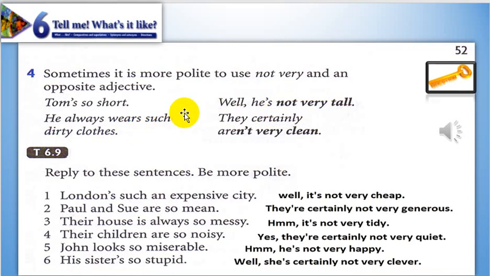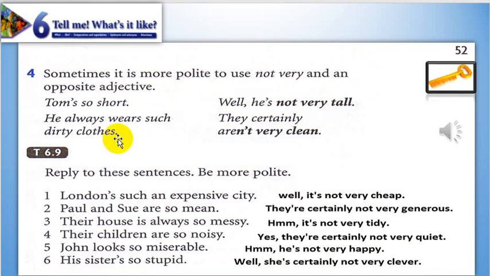It's the same in Arabic when we say about someone, هو قصيروني كلش. فالشخص المقابل يقول لا هو مو قصيروني كلش. يعني هو مو كلش طويل. طريقة مهذبة. أخف وطأة للتعبير عن شيء ما. Okay? He always wears such dirty clothes. They certainly aren't very clean. They تعود على close, okay? They certainly aren't very clean. فنستخدم not very مع opposite adjective to be more polite in expressing something.